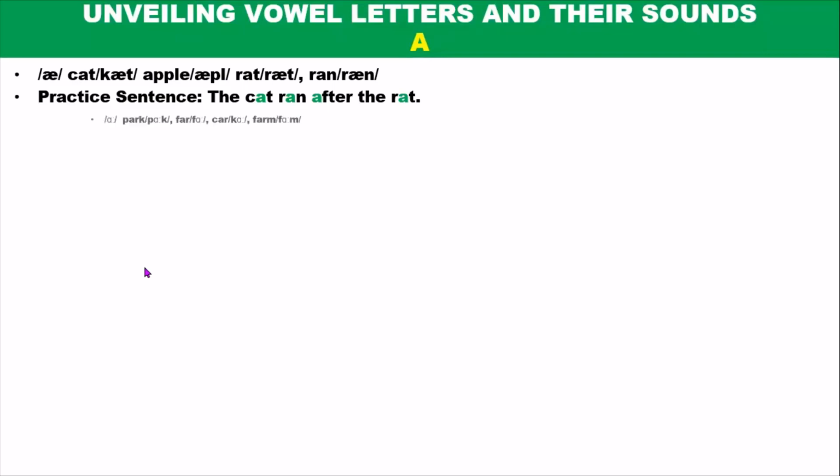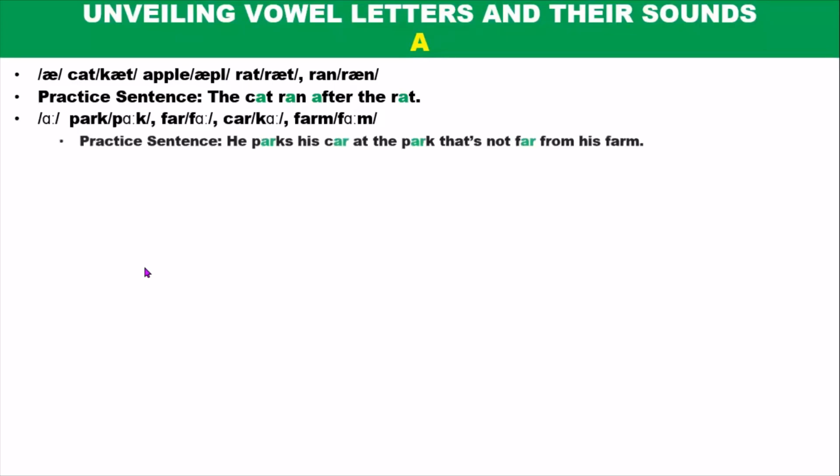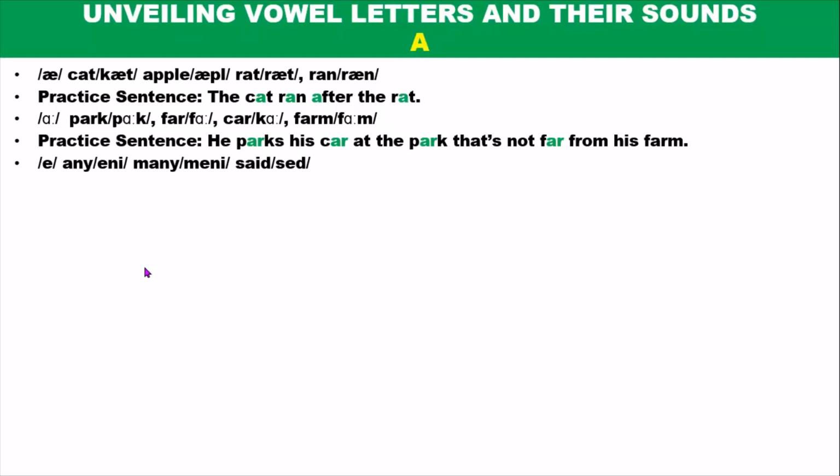The next one is the longer version of the short A. Here we have it, as you have in park, far, car, and farm. Let's take the practice sentence. He parks his car at the park that's not far from his farm. Parks, car, park, far, farm. So practice and become perfect in the use of this sound.